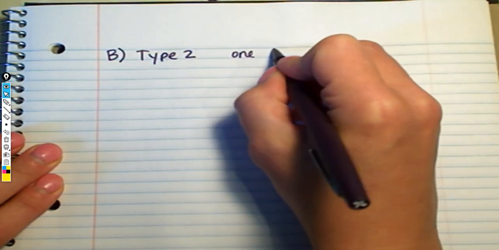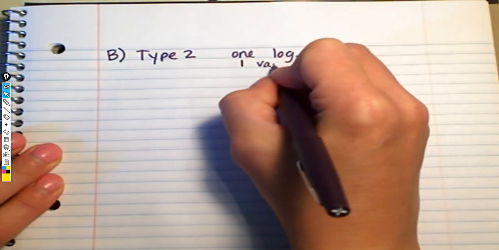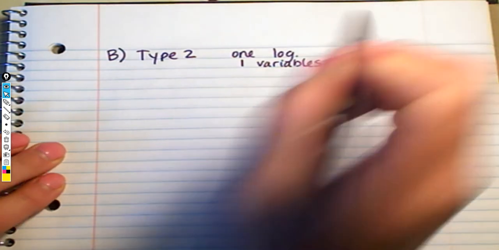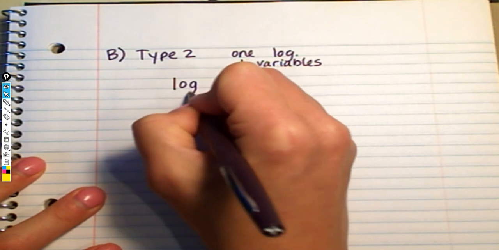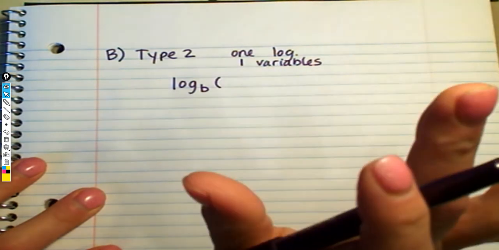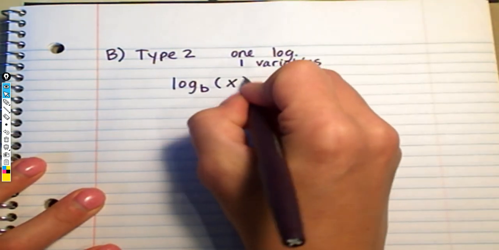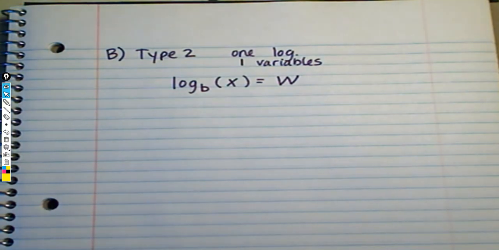All right, let's go ahead and do the second type, where we have one log and one variable. So let's look at what that could be. We're going to have log base b of some x. The log and the variable are attached, equals some number.